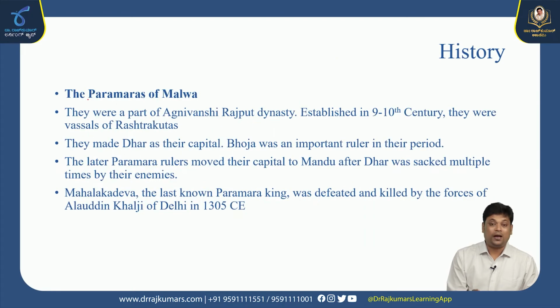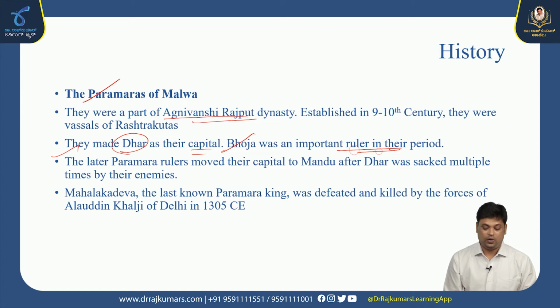Next one is the Paramaras of Malwa. They were an Agnivanshi Rajput dynasty, and they made Dhar their capital. Bhoja was an important ruler in their period. Here we don't have much information, but you need to know who the Paramaras are.